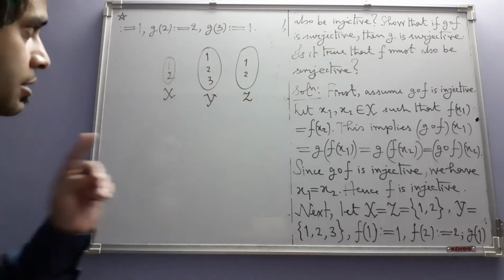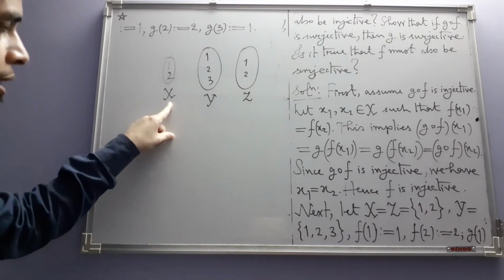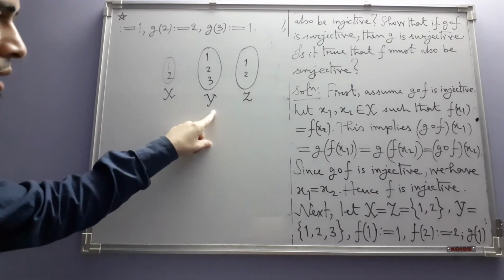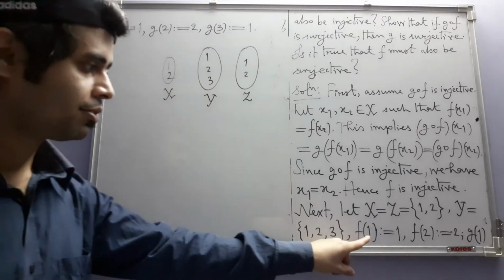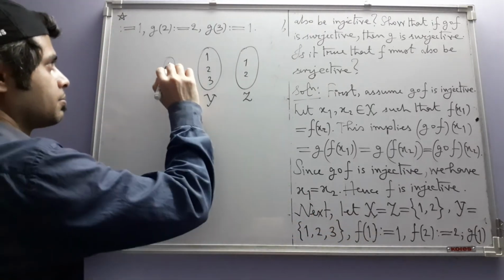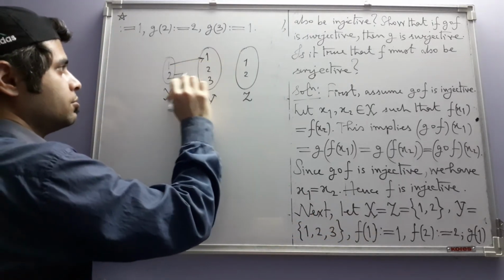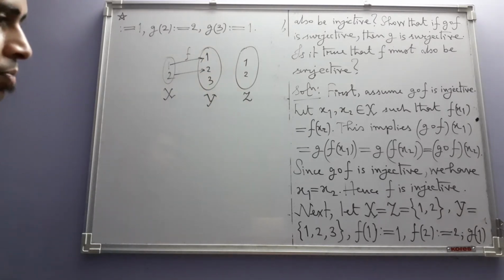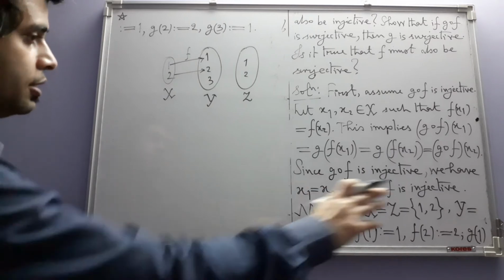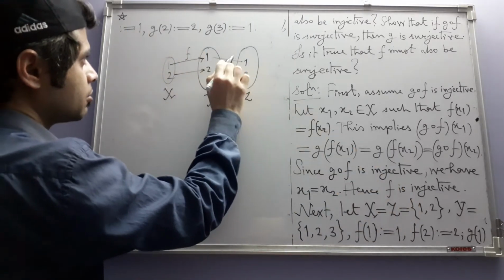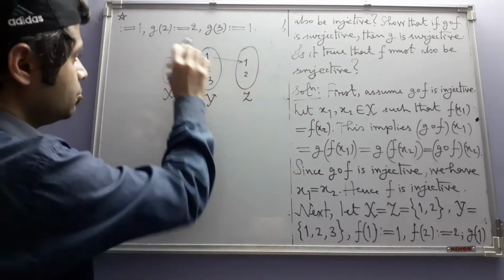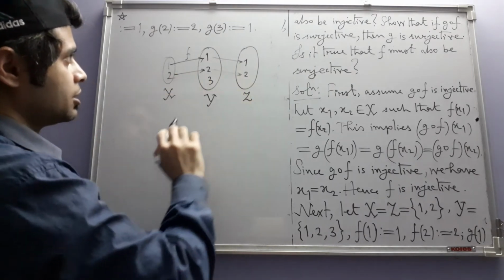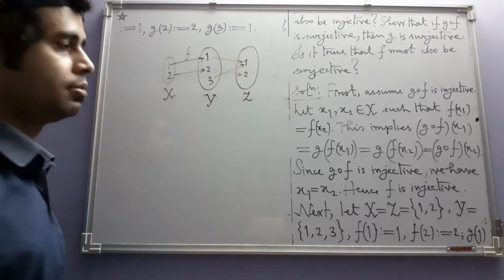Okay, so what does f do? f has X as its domain and Y as its range. f of 1 is 1, f of 2 is 2. So this is the function f. What does g do? g of 1 is 1. g of 2 is 2. But g of 3 is again 1. Okay.